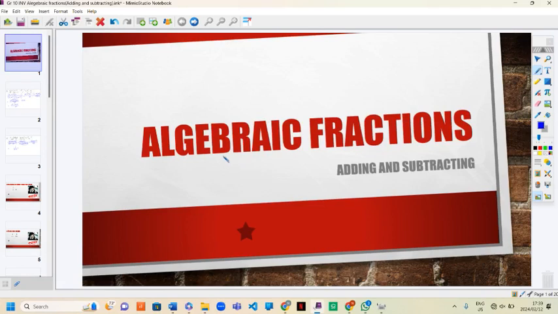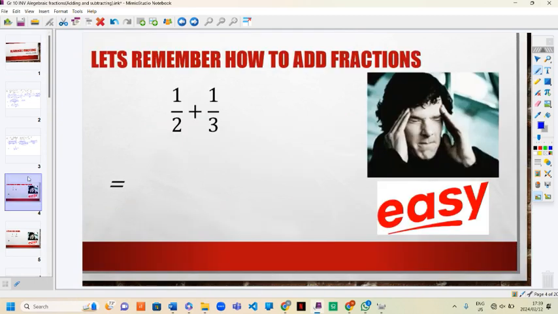Okay, so now we're going to learn some algebraic fractions and how to add them and how to subtract them. Let's just jump straight in. Let's remember how to do fractions from grade 9. So how do I add fractions? This is not actually grade 9 work, this is like grade 7, grade 8 work.